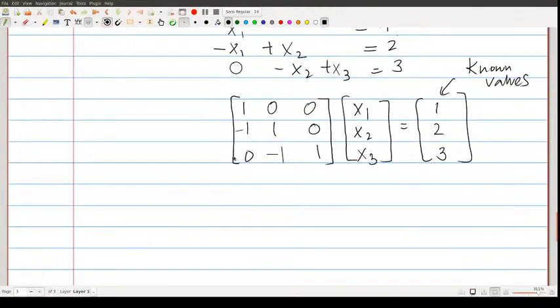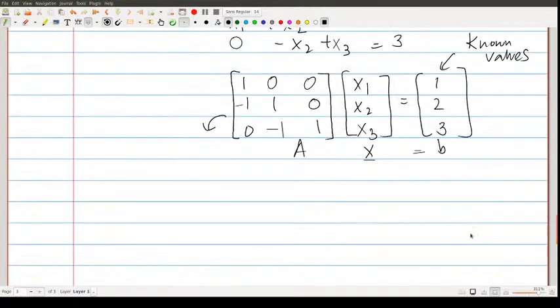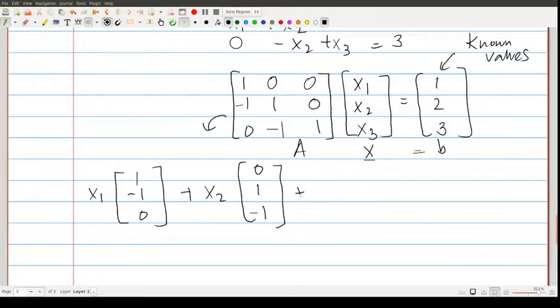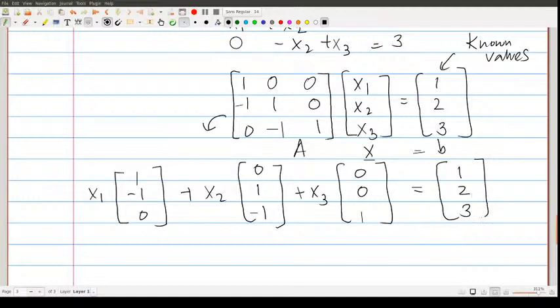Okay, and so I talked about the column picture last time, and let's immediately switch to that column picture by writing this as a linear combination of the columns of A, right? So Ax = b can be written, the left-hand side can be written as the linear combination of the columns of A. So it's x1 times (1, -1, 0), plus x2 times (0, 1, -1), plus x3 times (0, 0, 1), is equal to (1, 2, 3), right?